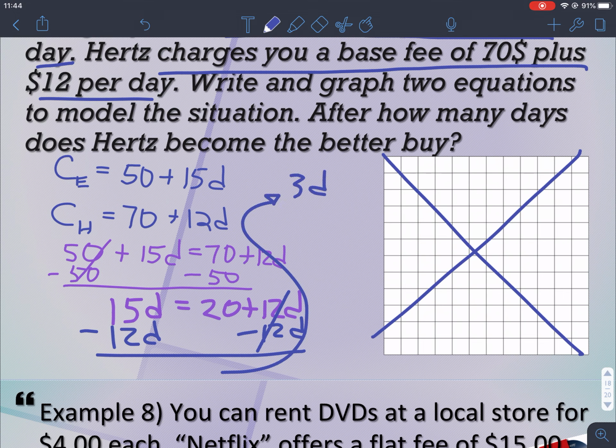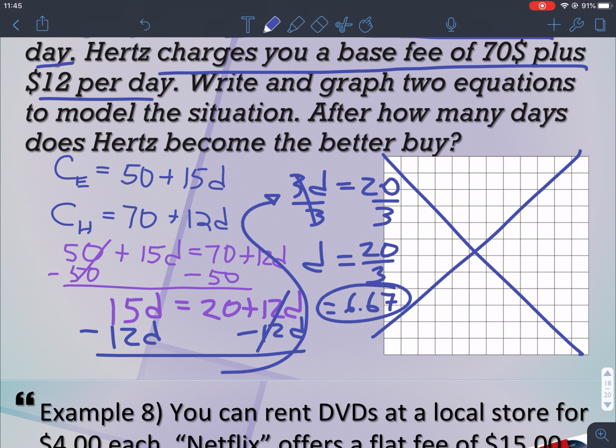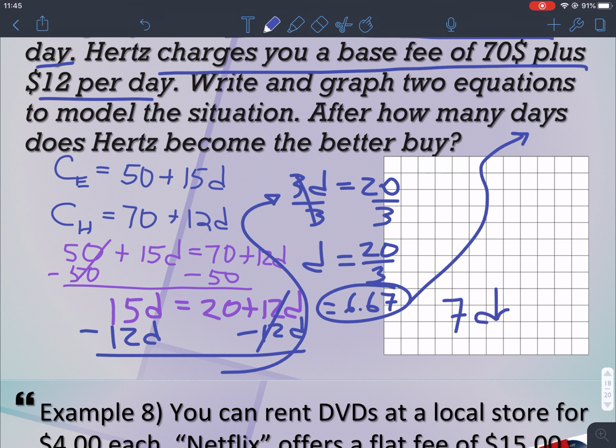So 3d equals 20. Divide by 3. D equals 20/3. And so 20 divided by 3 is 6.67. Now, you would have to have the car for 6.67 days in order to make Hertz the better buy. But read through the question. It says how many days. So we would actually have to round this up to the nearest day, and the answer would be 7 days.